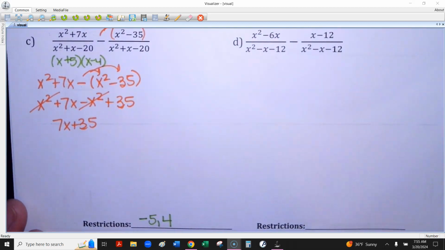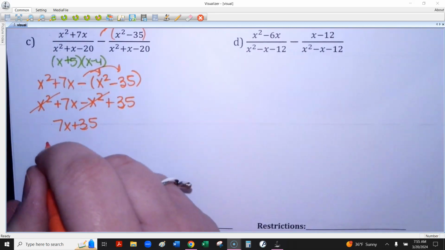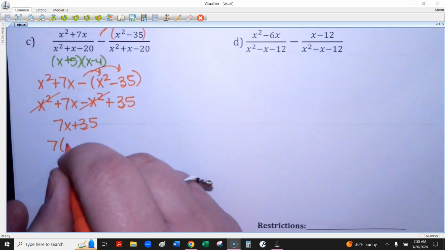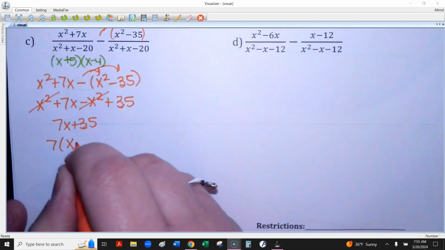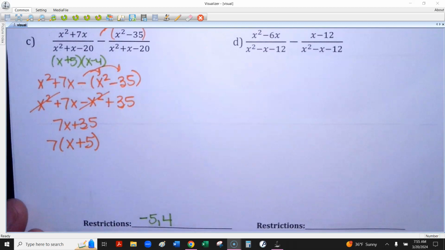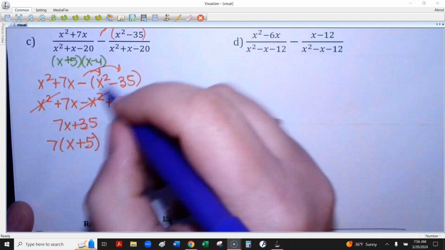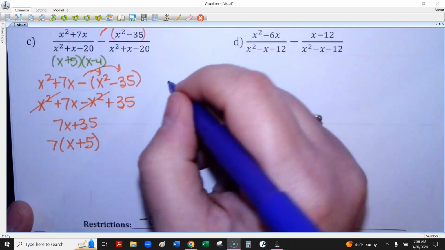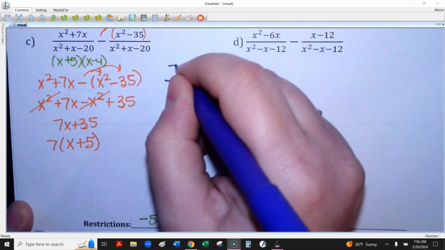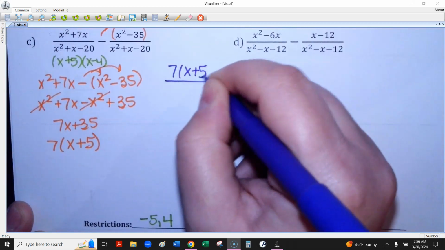And I'm just going to factor this just as I have it right here. These, I notice, are both divisible by 7. So I'm just going to write the factored form here. This would be 7 times x plus 5. Okay, so that's just me simplifying the numerator. So the numerator of that fraction is 7 times x plus 5.